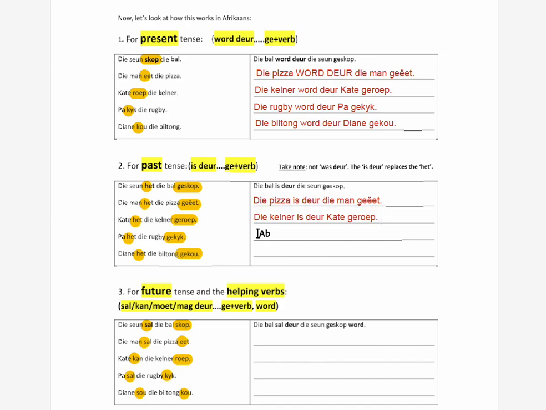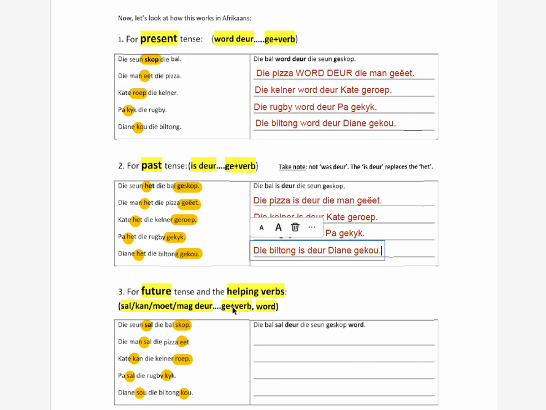Pa het die rugby gekyk. Die rugby word, nee, is deur pa gekyk. All right. And then we have Diane het. So it becomes die biltong is deur Diane gekou. Good. Last one. So for now, then we go to the future tense. You can have sal, kan, moet, and mag.